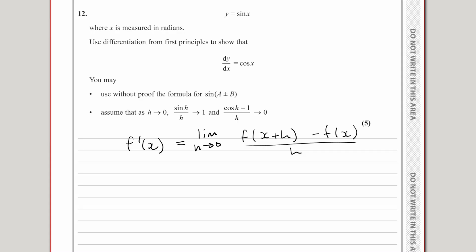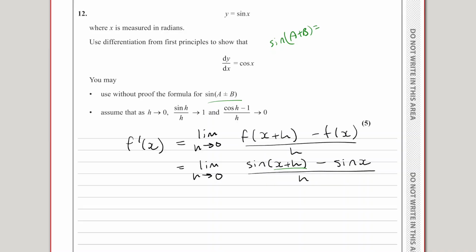Let's just substitute in now. So we want the limit as h approaches 0 of f of x plus h, which is sine of x plus h, minus f of x, which is sine x, all over h. Now we can use, as we've been told, sine A plus B for this part. And sine A plus B is sine A cos B plus cos A sine B. Again, in our formula book, if we want to use it.